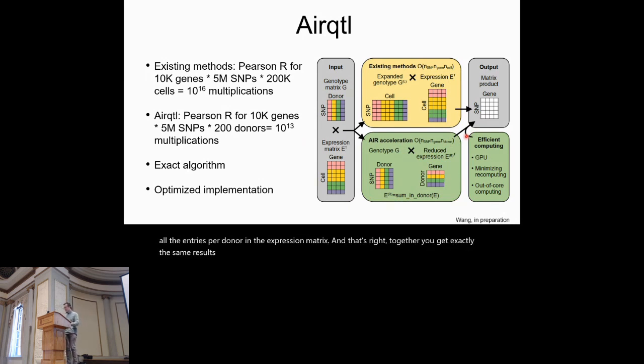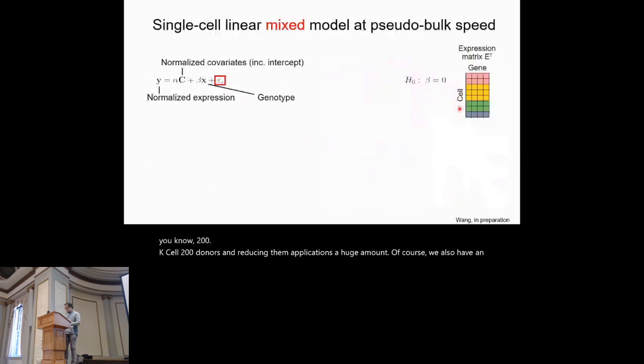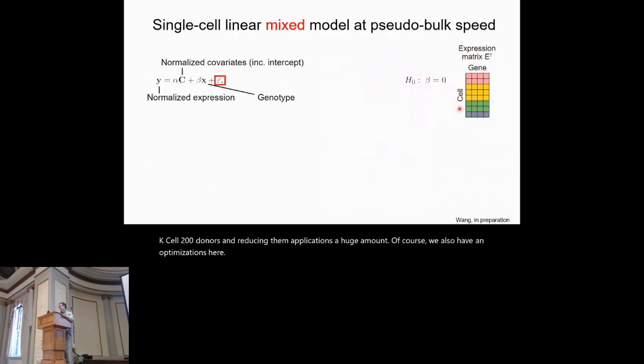In this case, as you can see here, we have an exact algorithm that doesn't rely on any approximation, but it essentially reduces 200K cells to 100 donors, reducing the multiplications by a huge amount. Of course, we also have other optimizations here. Of course, doing Pearson correlation is a simplification.